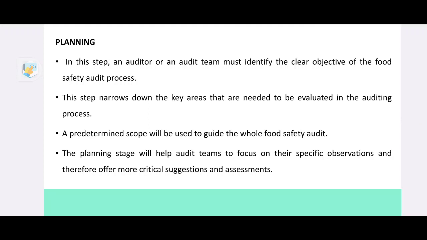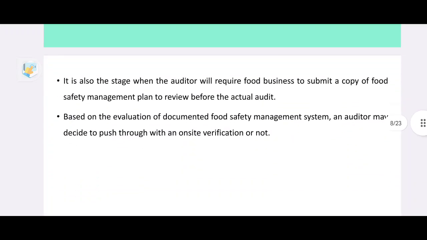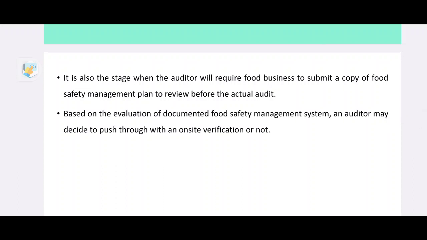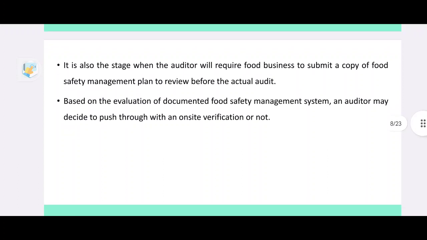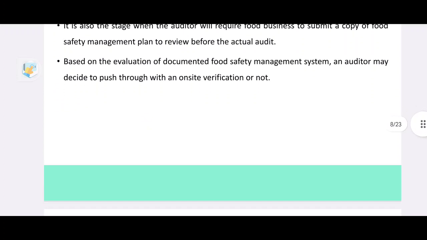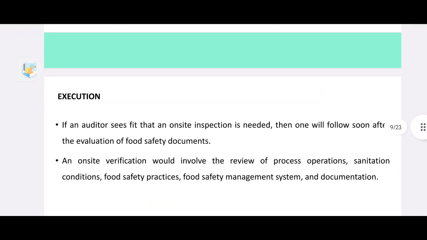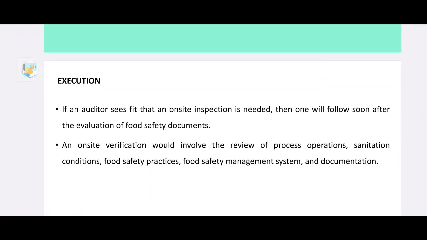The planning stage will help audit teams to focus on their specific observations and therefore offer more critical suggestions and assessments. It is also the stage when the auditor will require the food business to submit a copy of the food safety management plan to review before the actual audit. Based on the evaluation of the documented food safety management system, an auditor may decide to push through with an on-site verification or not. Execution. If an auditor sees fit that an on-site inspection is needed, then one will follow soon after the evaluation of food safety documents.